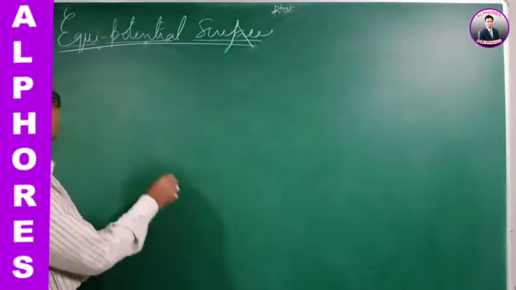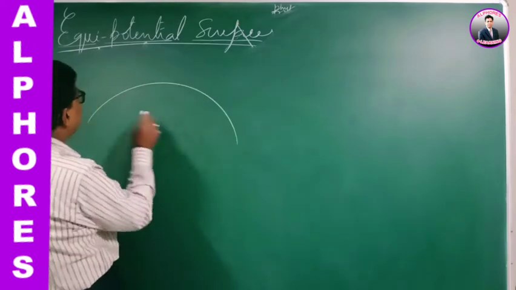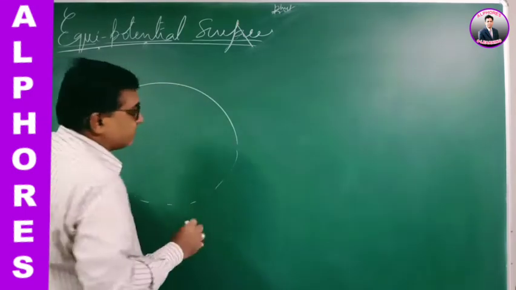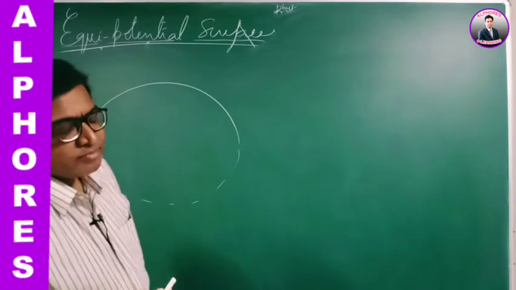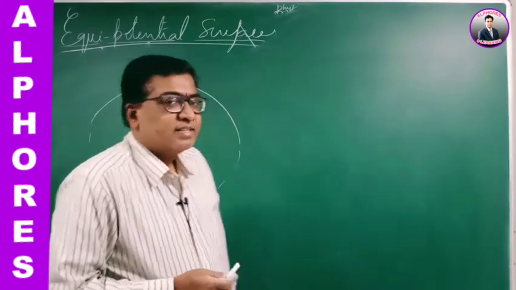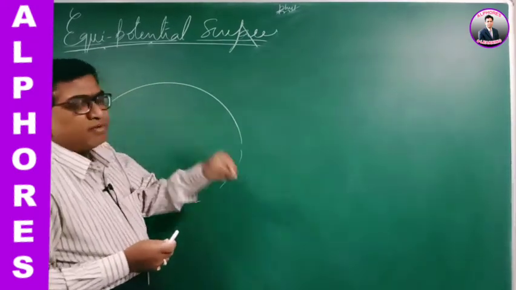Now let's consider a metal conductor. Let's suppose this is a metal conductor like this. Now let us prove that the electric field is normal. The lines of force are normal to the metal conductor.